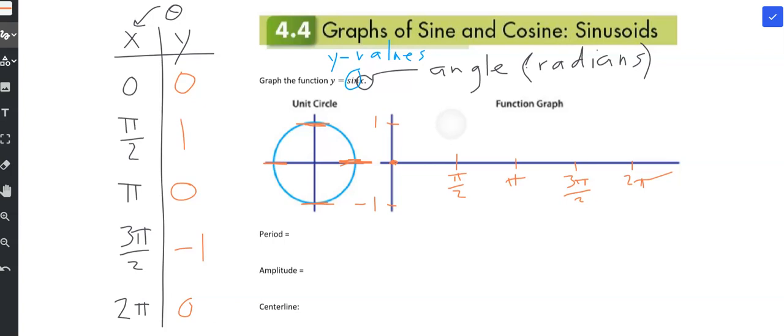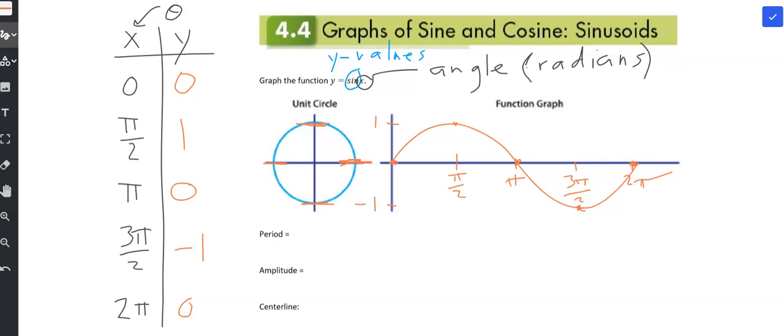Okay, pi over 2 is at 1. Pi is back to 0. 3 pi over 2 down to negative 1. And 2 pi back to 0. Now, we could go through and pick pi over 6, pi over 4, pi over 3, we could go through all the different values on the circle, but I don't want to waste your time. Okay, you're going to get a shape that looks like this.